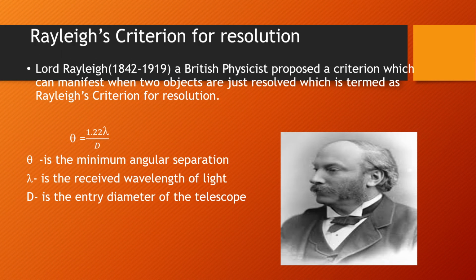Then, Rayleigh's criterion for resolution. Lord Rayleigh was a British physicist who proposed this criterion, which is termed Rayleigh's criterion for resolution. Rayleigh's criterion for resolution is obtained as theta is equal to 1.22 lambda by D. What is theta? Theta is the minimum angular separation, lambda is the received wavelength, and D is the diameter of the telescope.